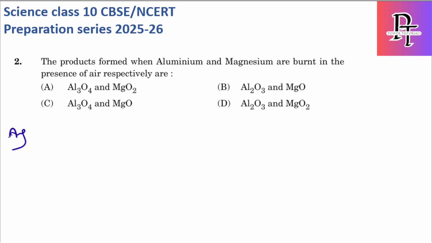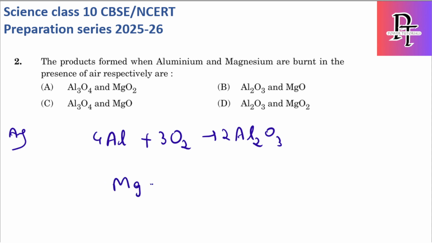What are the products formed when aluminium and magnesium burn in air? Aluminium, if reacted with oxygen, will form Al2O3 as per the valency. Let's balance it. Oxygen is 2 and 3, so I'll keep 3 here and 2 here. Then aluminium becomes 4, so I'll keep 4 here. What about the second? Magnesium, Mg plus O2, forms MgO because the valency of magnesium is 2.